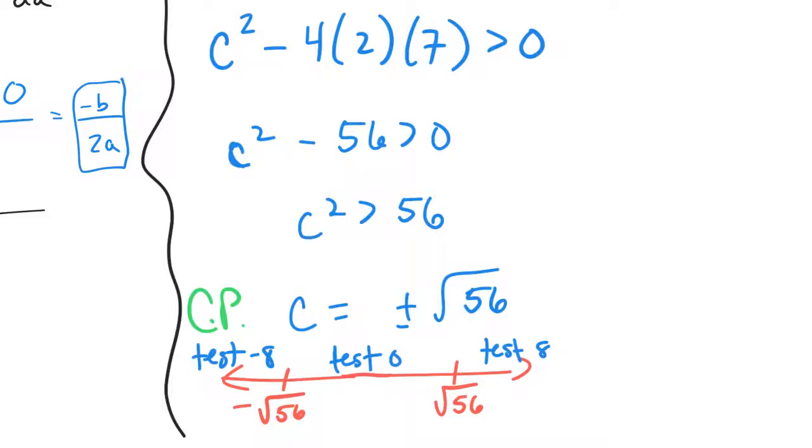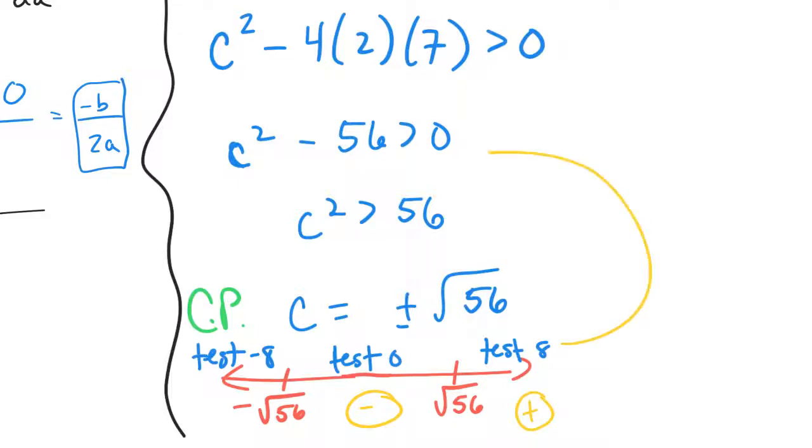We've done that a couple times. I had you graph this to see it, but if you don't want to do it that way, just test. So let's test 0. If I test 0 right here, I get 0 squared minus 56, which is just negative 56. So this region turns out to be a negative region. And then if I test 8, 8 squared is 64, and 64 minus 56 is positive. So the right region is positive.